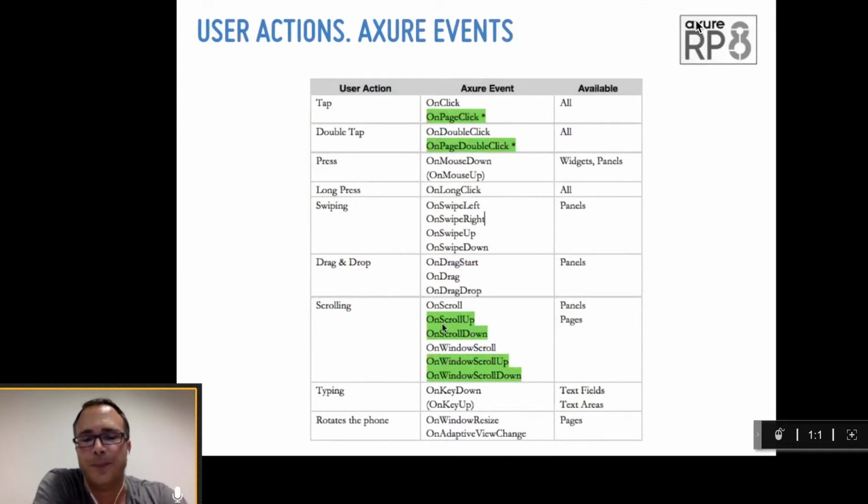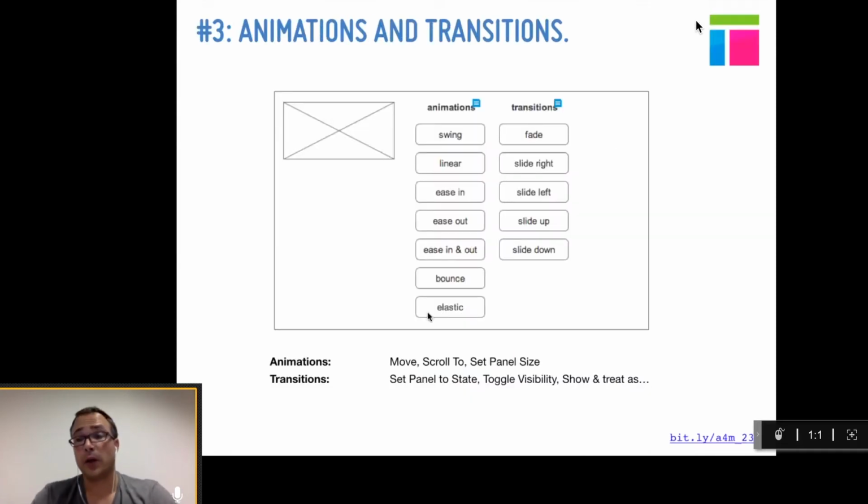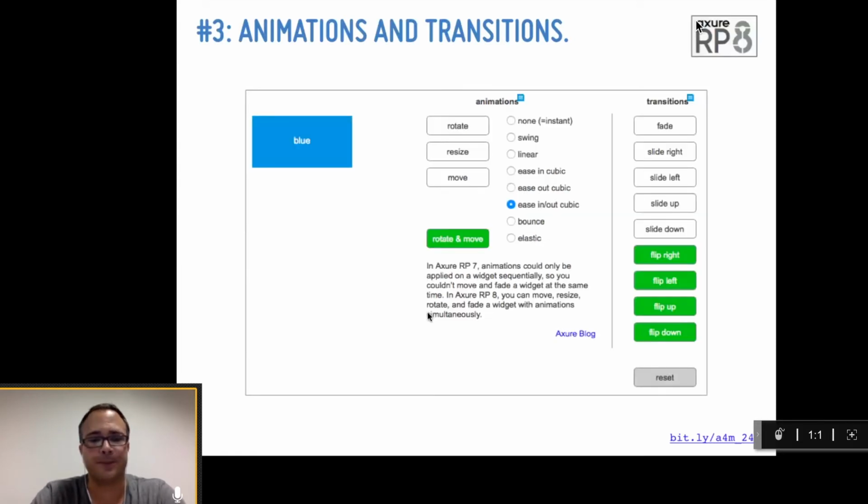For example, scrolling. They finally have a scroll up and scroll down event, so you don't have to calculate the last X value or Y value from the previous one to see which direction the user scrolls. So they're small improvements, but they will make your life easier. The third one, and a big improvement, were animation transitions, because as we saw with the material design animation, how things behave makes such a big difference. And this slide is an older one. This was for Axure 7, and this one is for Axure 8.